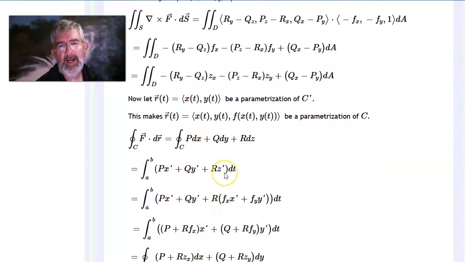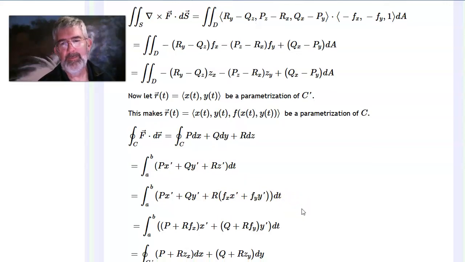But z prime now, z prime is the derivative of z with respect to t, but z is both a function of x and y. So z is a function of x and y, which are functions of t. So the derivative of z with respect to t has two parts. It's the partial of f with respect to x times dx dt plus the partial of f with respect to y times dy dt. So that's a chain rule from Calc 3. Right? We're going to see chain rules a couple of times here.